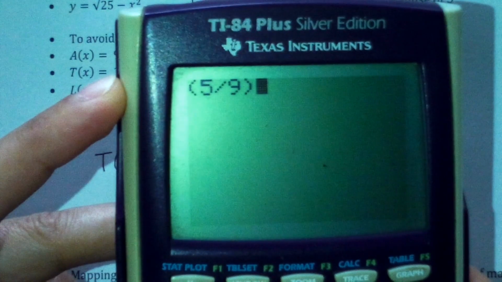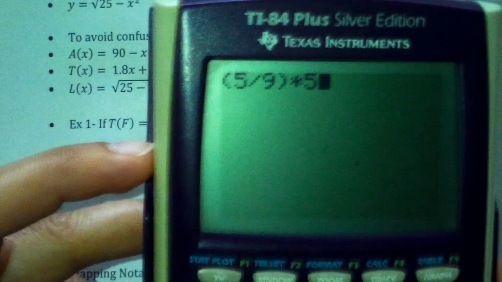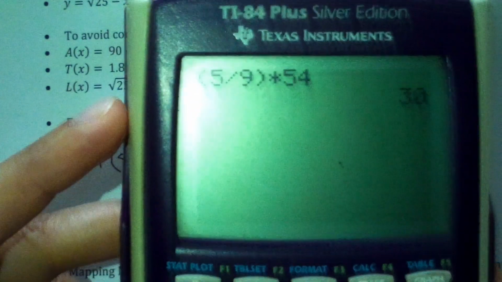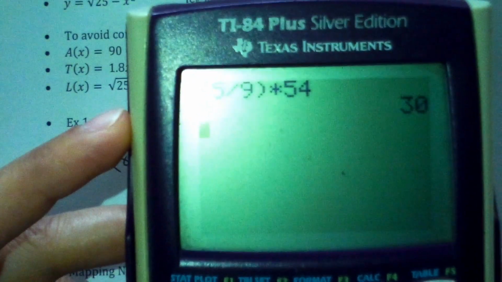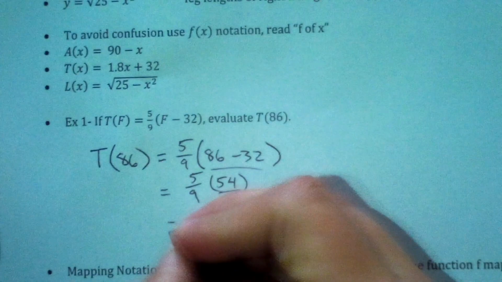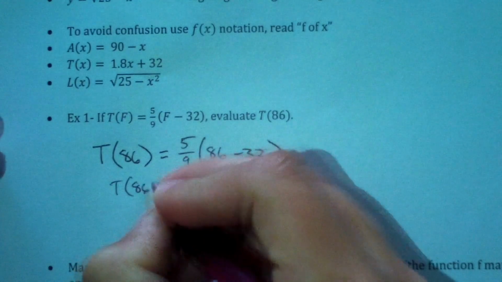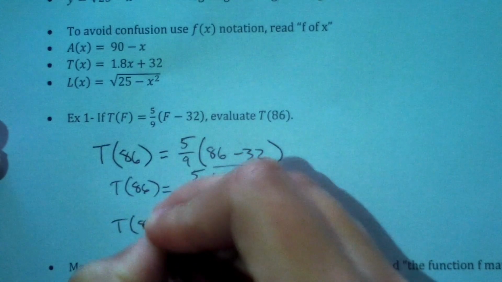So then we'll have T of 86 is 30. That's telling us when our temperature is 86 degrees Fahrenheit, it's 30 degrees Celsius is what that formula is telling us. Does that kind of make sense? It's very similar to just equations. Okay, a little bit more to write here, and then we'll do that next example.